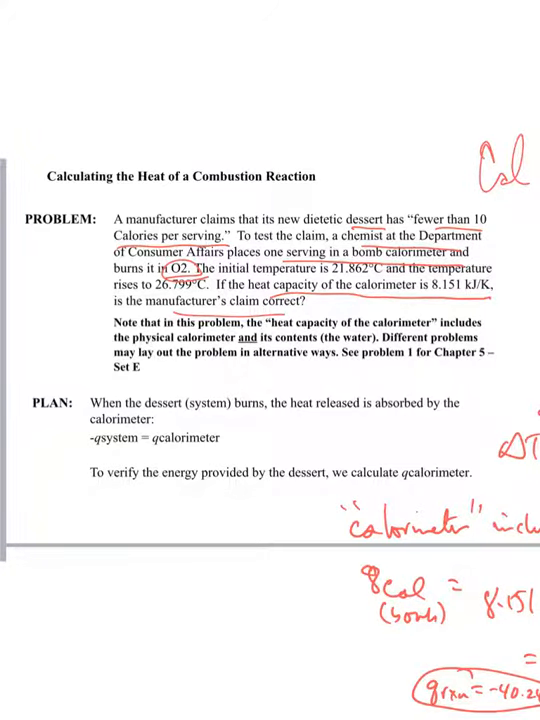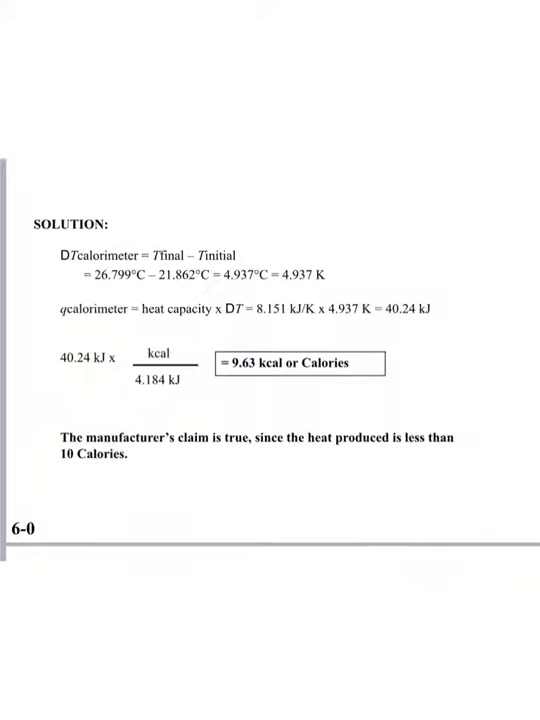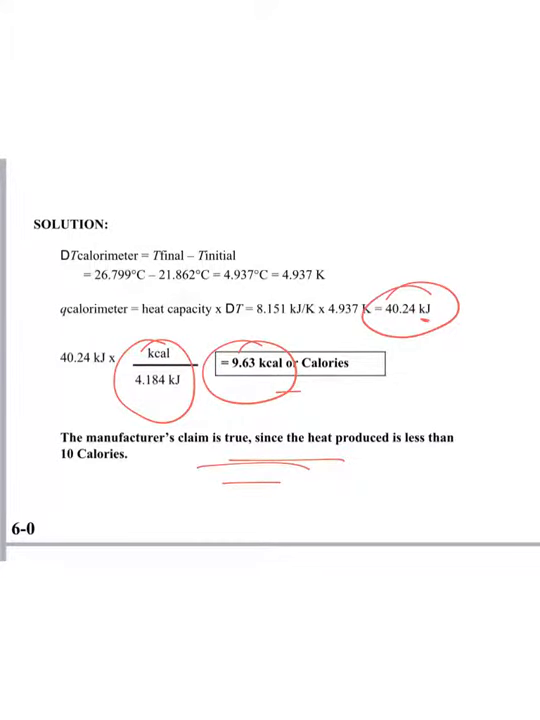Okay? So, let's take a look at the next one. The 40.24, notice that the units were kilojoules. When converted to kilocalories, that's 9.63 kilocalories. So the manufacturer's claim is true. The heat produced is less than 10 calories for one serving.